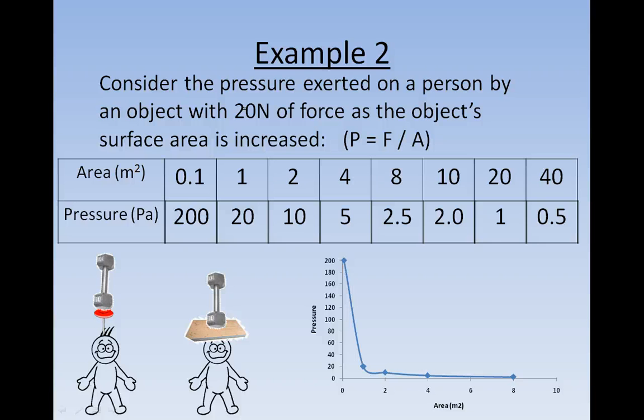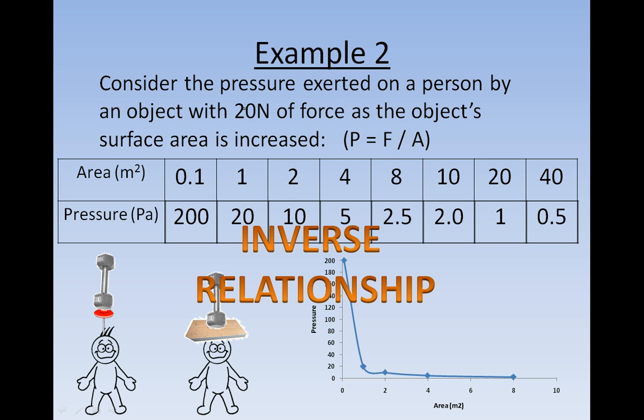And when you add a line of best fit, it is definitely not a straight line. It is more like half of a hyperbola. Therefore, the relationship is inverse. So we mathematically proved that pressure and area have an inverse relationship. Doesn't help the guy who just got squashed though, unfortunately.